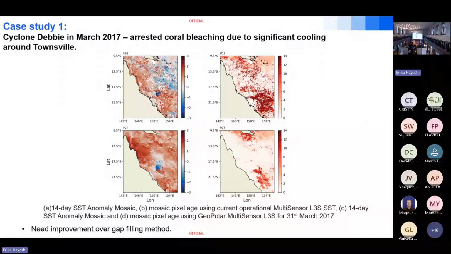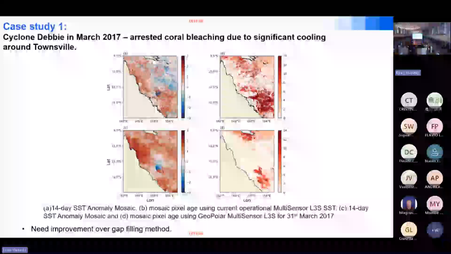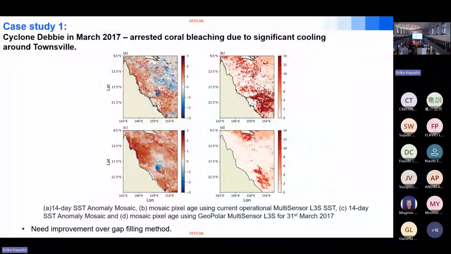In 2016, it was the El Nino year, and we had massive coral bleaching in the GBR region. And in 2017, again with the warm temperature, there were big concerns of further bleaching. But then in the last week of March, Cyclone Debbie arrived, and with the significant cooling associated with the cyclone, the coral bleaching was arrested. So I'm just checking with our tools how it looked.